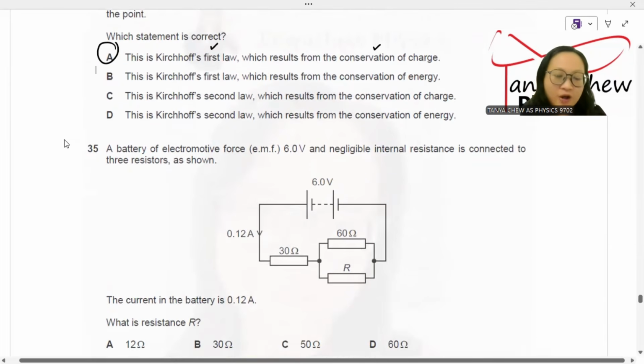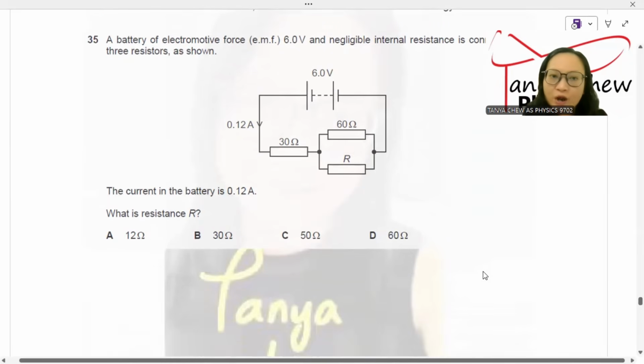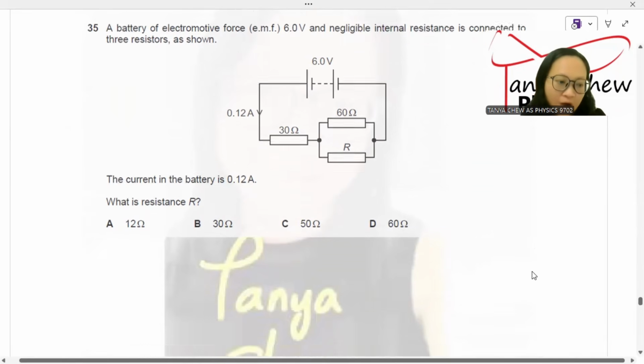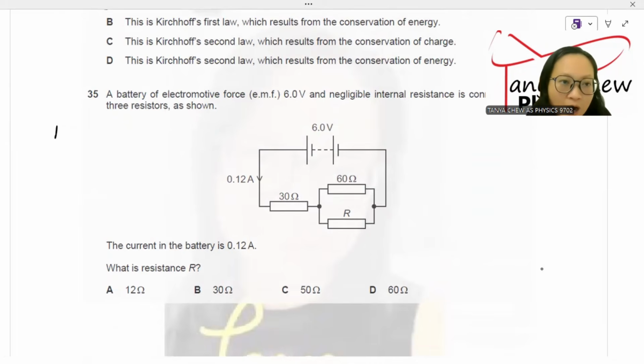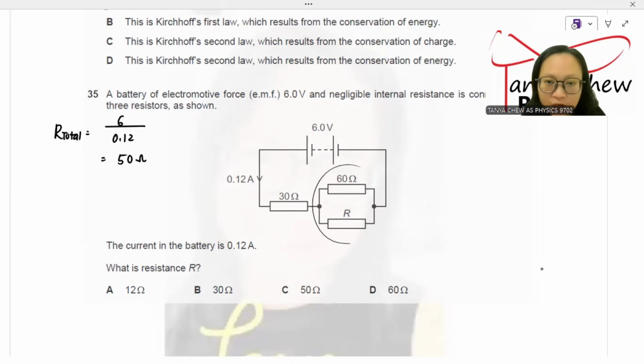35. A battery of electromotive force 6 volt and negligible internal resistance is connected to 3 resistors as shown. The current in the battery is 0.12 ampere. What is the resistance R? I find the total resistance of the circuit first. So R total is equal to 6 V over I. I got 50 ohm. I know that these two resistors are connected in parallel, so I solve for this first.